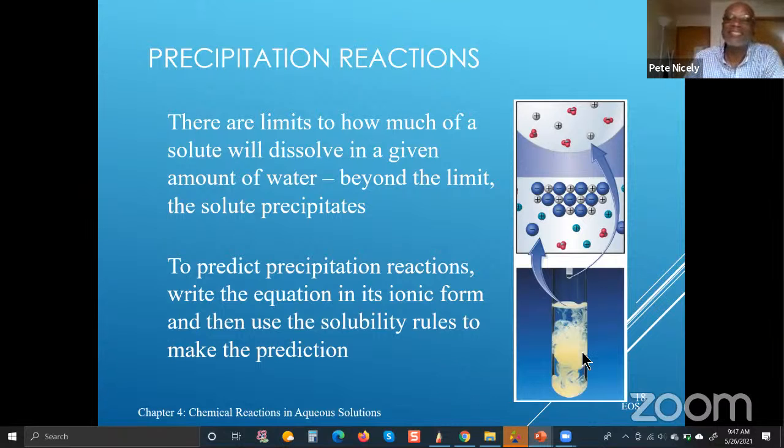So an example is shown here. Now, if I'm not mistaken, what we're observing here is a reaction between lead ions. I think if I'm not mistaken, it's, let me write this down.